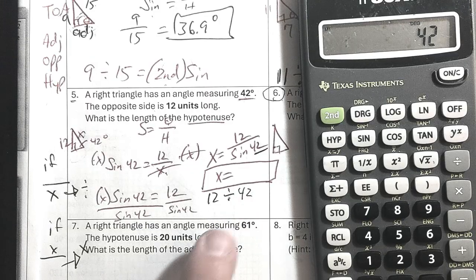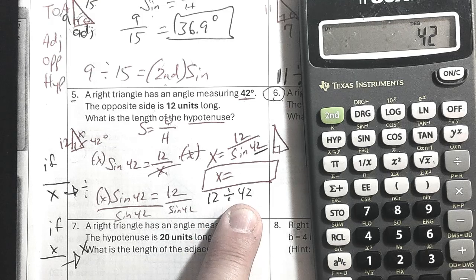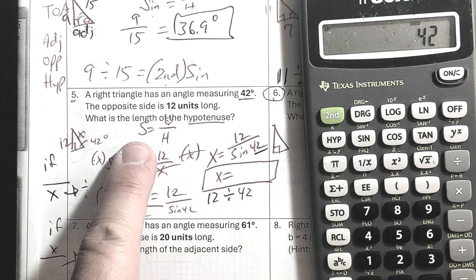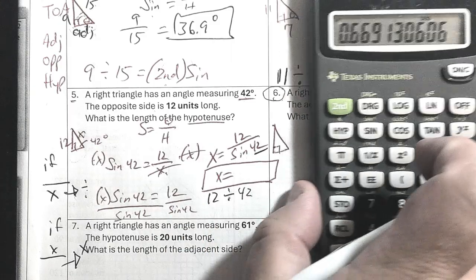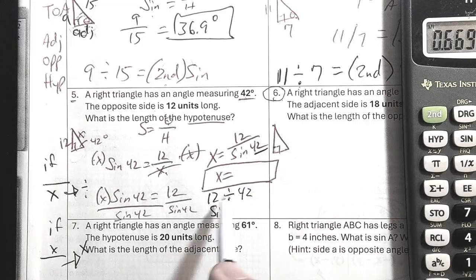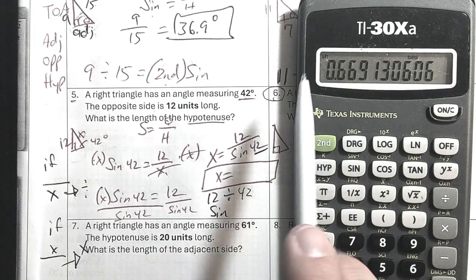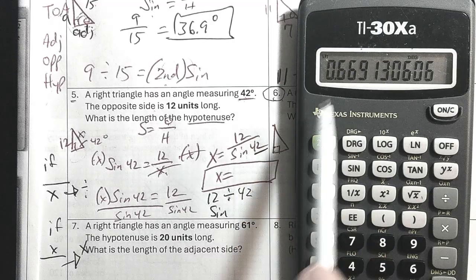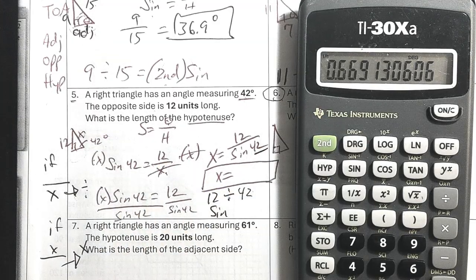So we're going to hit, not the second, because remember I said no green button. So 42, and it was sine, right? Yes, sine. Let me write that down. So 12 divided by 42, sine, oh, it's 0.669. No. The decimal or the fraction is your sine, cosine, or tangent. So we've got to hit equals, because we want the length of a side. A length of a side is not going to be a fraction.